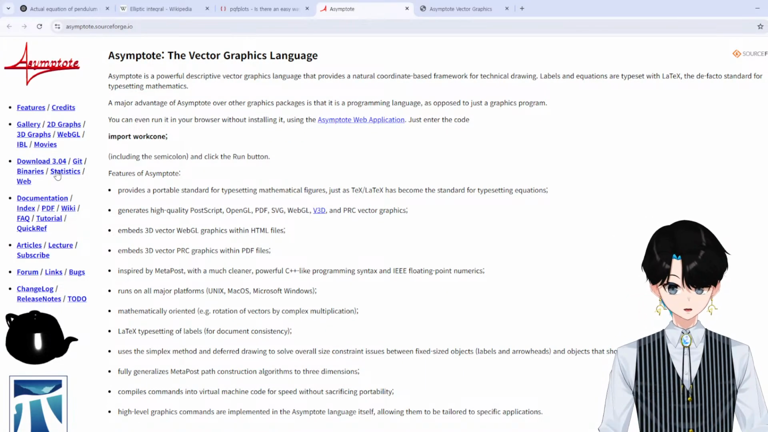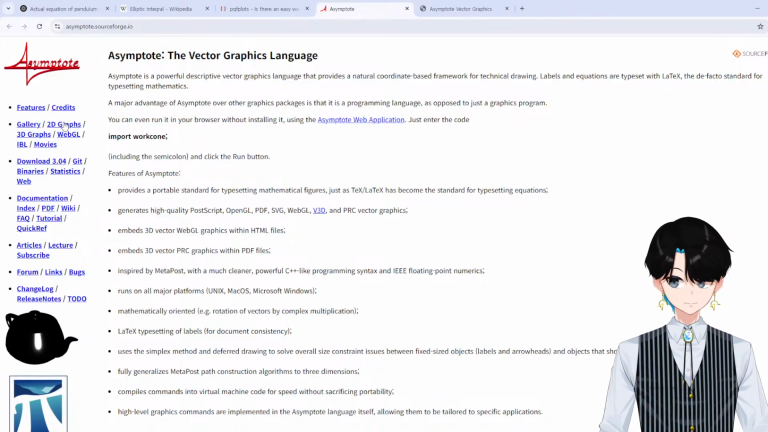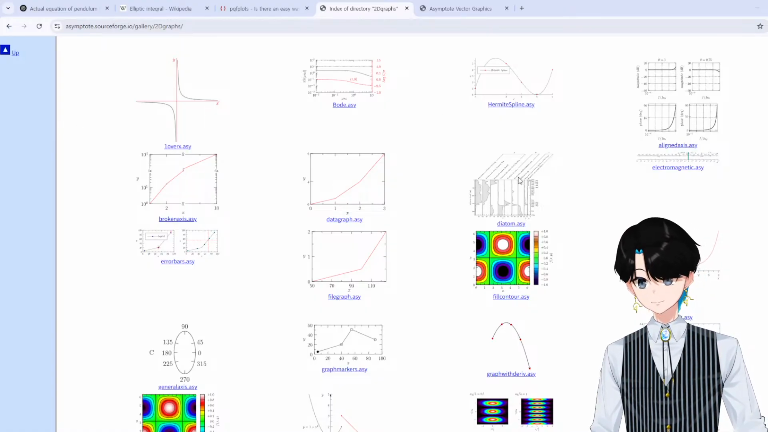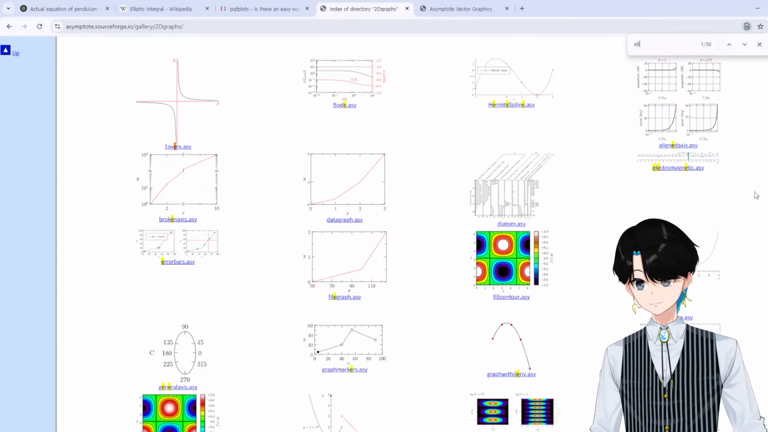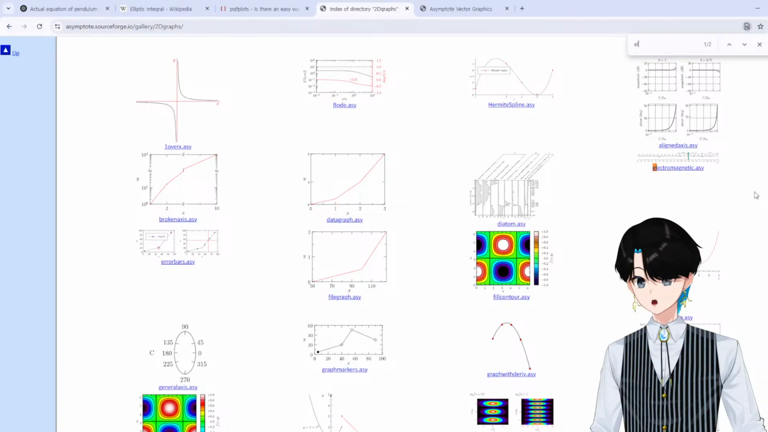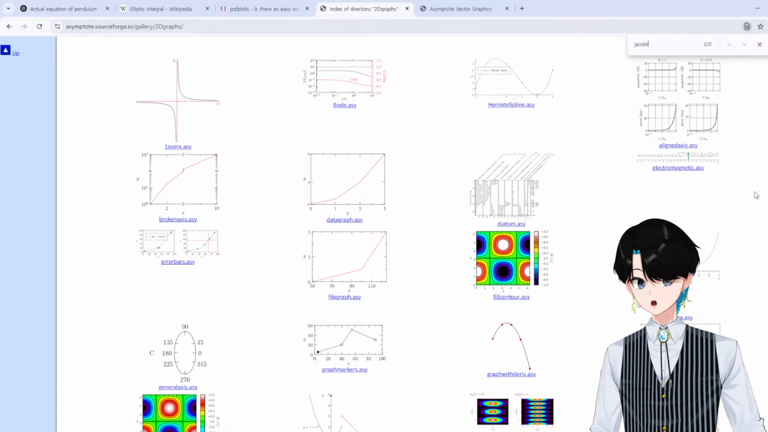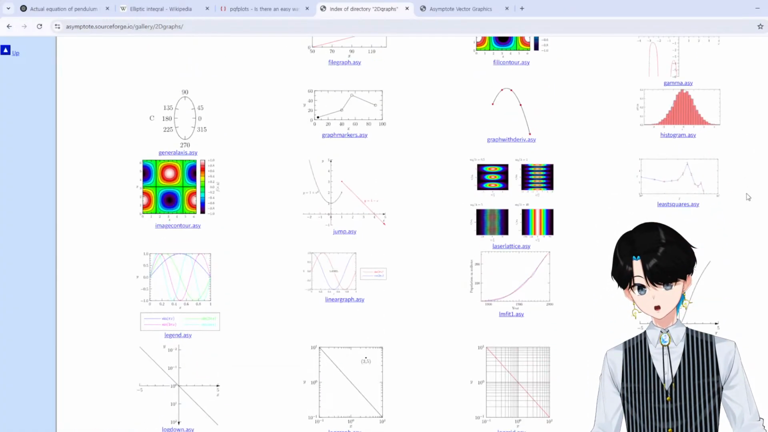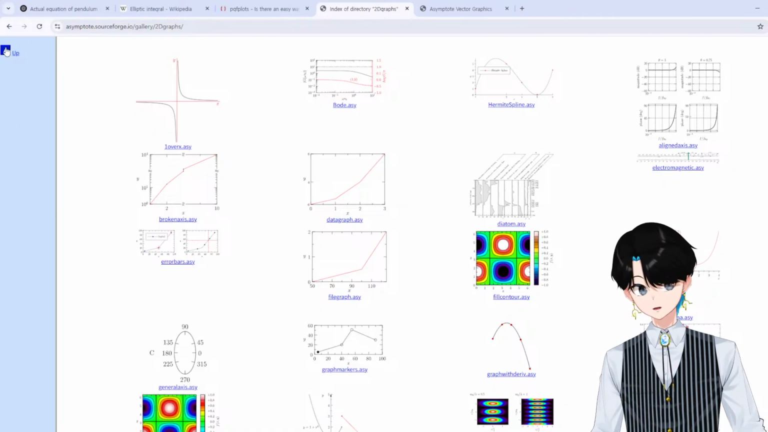I don't know. I'm not much of a programming guy. Does it have elliptic Jacobi? Maybe it's not technically what I'm looking for.